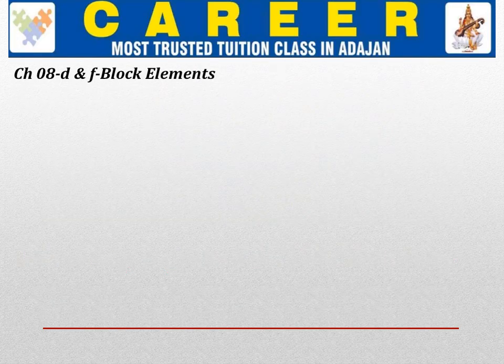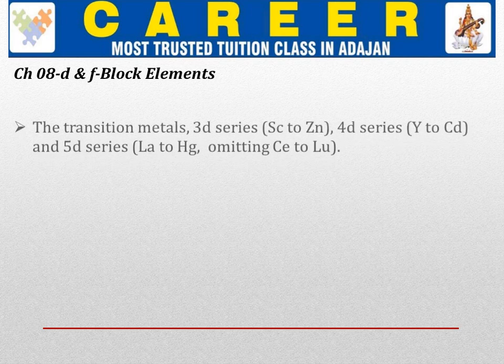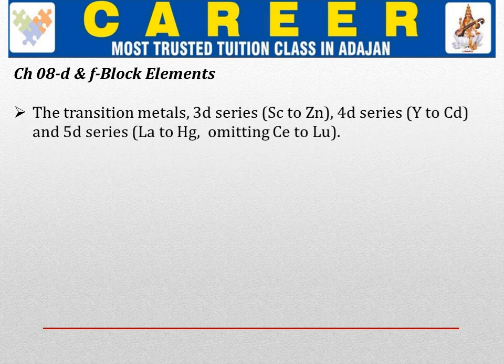From the d and f block elements, the most important topics are the transition metals: the 3d series metals from scandium to zinc, the 4d series metals from yttrium to cadmium, and the 5d series from lanthanum to mercury, but cerium to lutetium elements are not included in it.